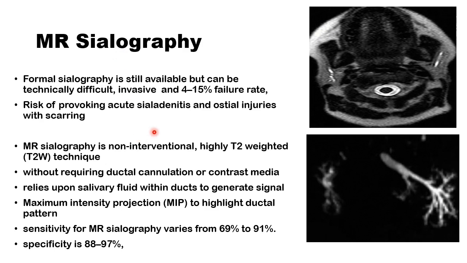It's a non-invasive technique using the highly T2 weighted MRI techniques. Without requiring any duct cannulation or contrast medium, it can show the saliva itself inside the duct system, and this very clear maximum intensity projection can give very valuable information about any strictures, any stones, or any plugs inside the duct system. It has a quite high specificity but lesser sensitivity.